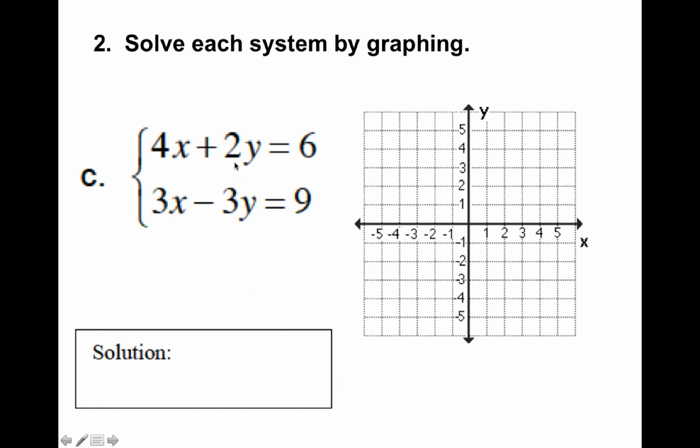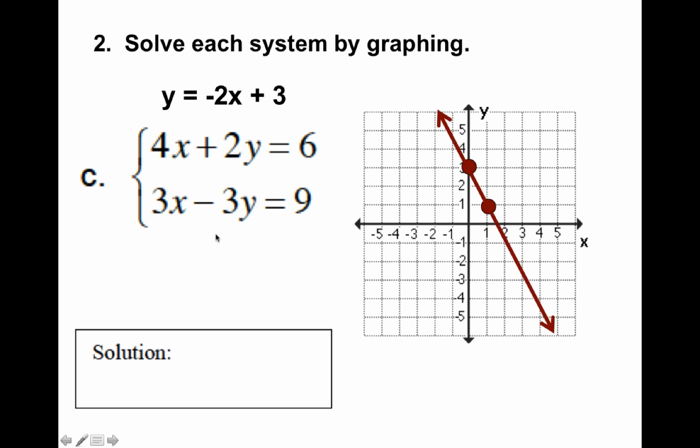For part C, if we wanted to solve for y, you have to subtract the 4x and then divide everything by 2. By doing that, you get y equals negative 2x plus 3. So your y-intercept is 3, and your slope is down 2, right 1. Down 2, right 1. Draw on your line.